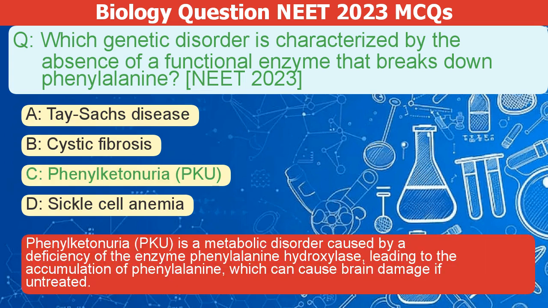The correct answer is C. Phenylketonuria, PKU, is a metabolic disorder caused by a deficiency of the enzyme phenylalanine hydroxylase, leading to the accumulation of phenylalanine, which can cause brain damage if untreated.